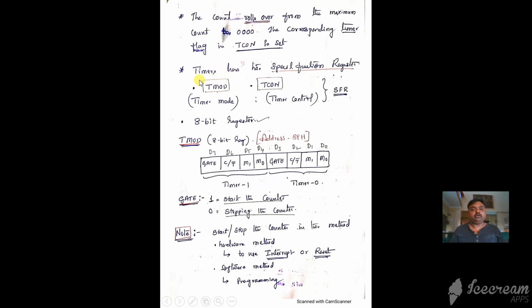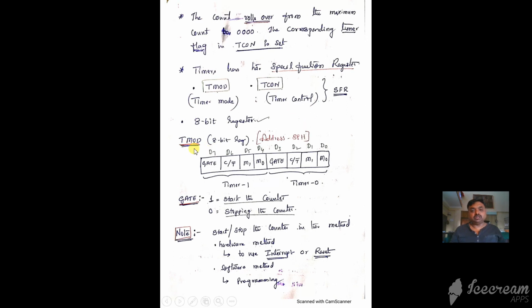Next point: the timer has two special function registers, the timer mode and the timer control register. How the timer works, and what kind of mode operations we can do, is told by your timer mode register, and how you control that mode of operation is told by your TCON register, the timer control register. Remember, these two registers are 8-bit registers. The timer mode register is 8-bit, starting from address 89H. We need to set it according to the operations we want. Normally we can use the address, or we can use the register name TMOD.